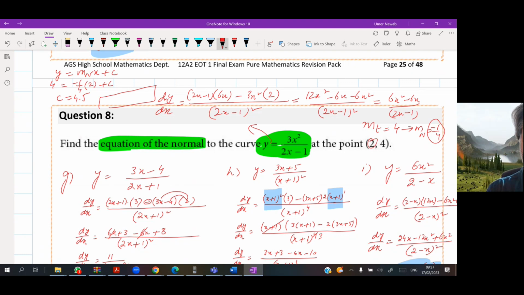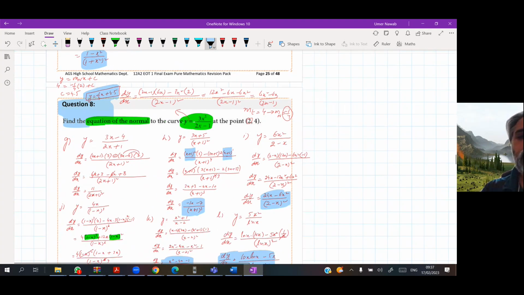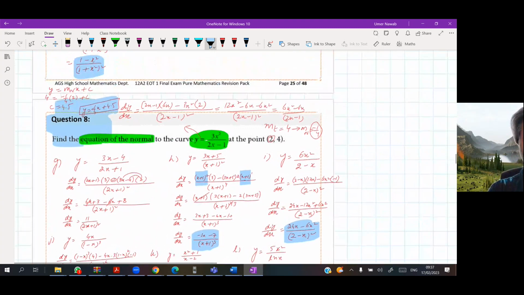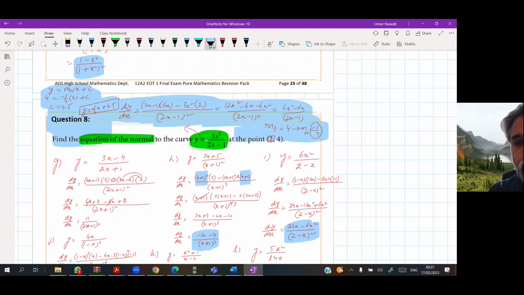So what is the equation of a normal line? y equals minus 1 over 4 x plus 4.5. That's the equation of a normal line for this particular question. So I did it over here, so let me shade it. Students know that this part is provided here.